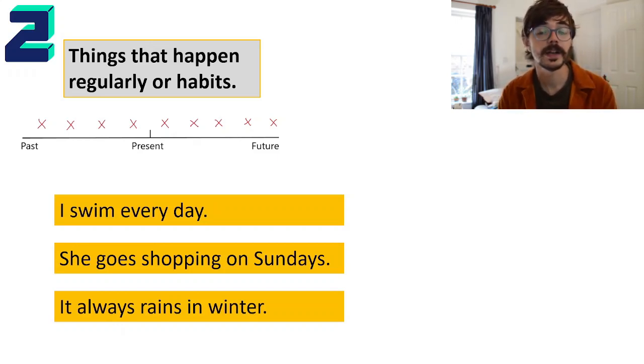She goes shopping on Sundays. Again, this happens every Sunday or almost every Sunday. So it's a routine, it's a habit, and it's a fact. It always rains in winter. Again, this is something that happens regularly every winter, or maybe almost every winter. So we can use the present simple to describe this.